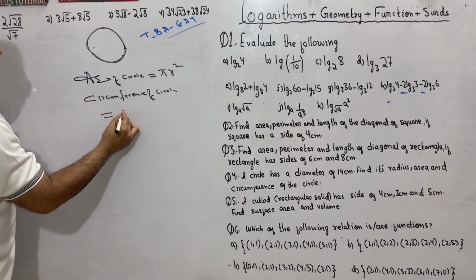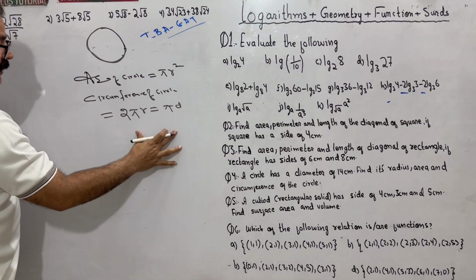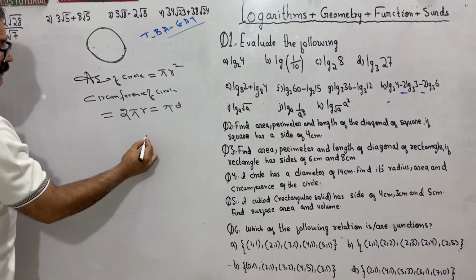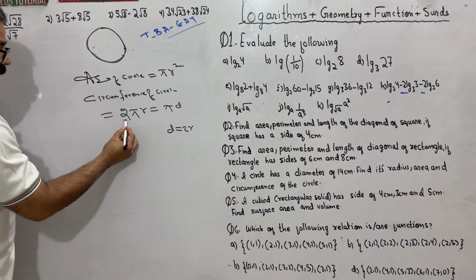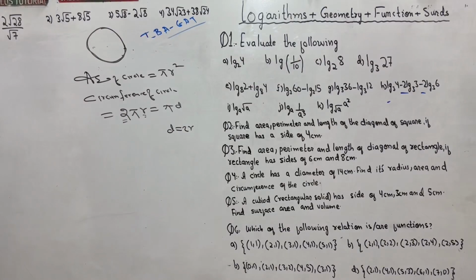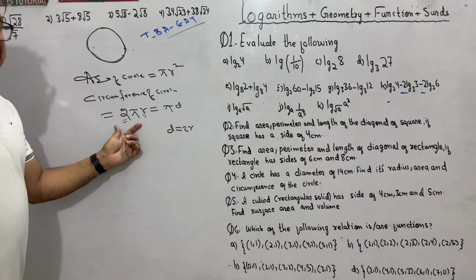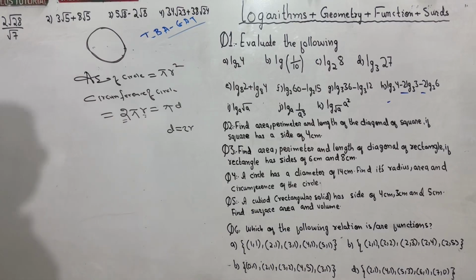It is given by 2 pi r, or you can write pi d. Both formulas are identical. Why? Because d is equal to 2r. Instead of 2r, one can put the diameter. This is the formula for circumference. This is also a formula for circumference. In that case, what if we are given the radius?